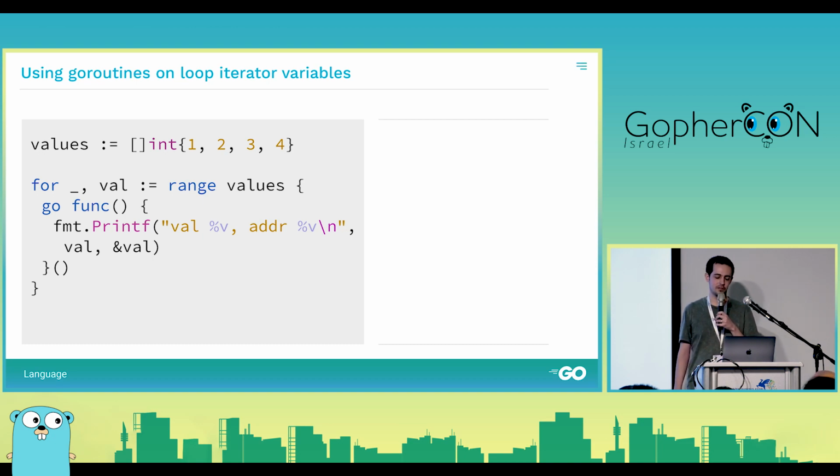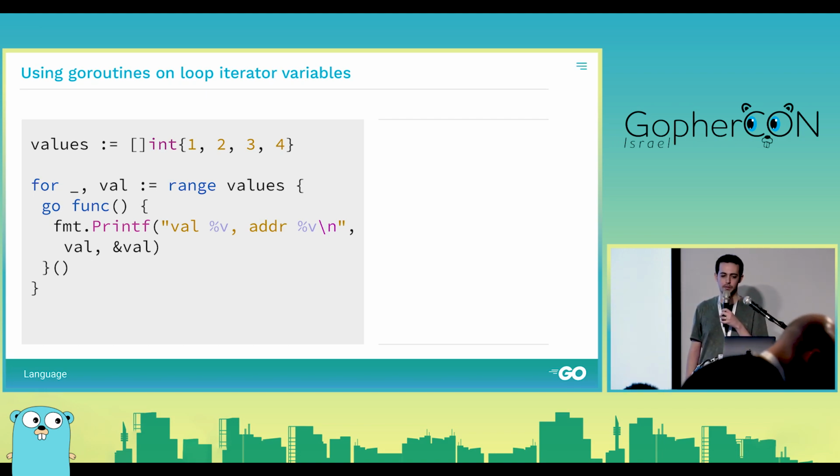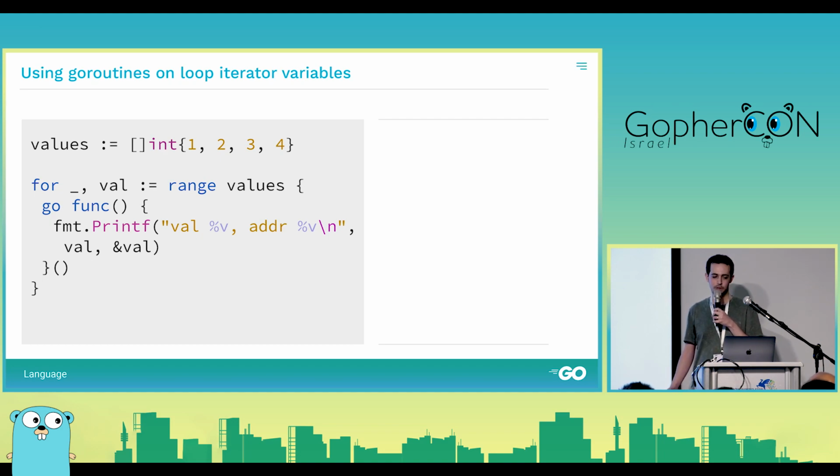Let's see something else. Here we have a slice called values, a slice of integers from 1 to 4, and then we range over these values. On each iteration, we spawn a goroutine which prints the value and the address of the value. Now, you might expect the first goroutine to print 1, the second 2, and so on, not necessarily in the same order, because it's up to the scheduler. But we run it, and that's not what happens.